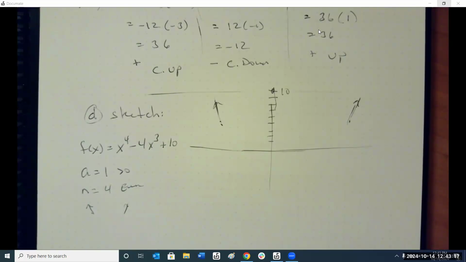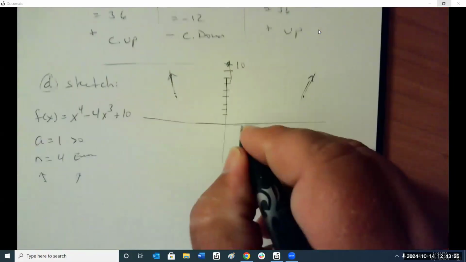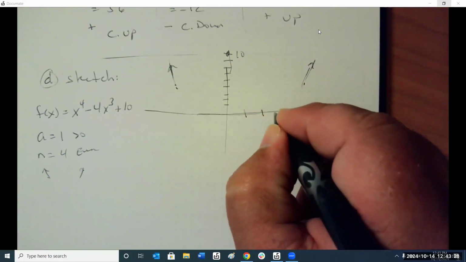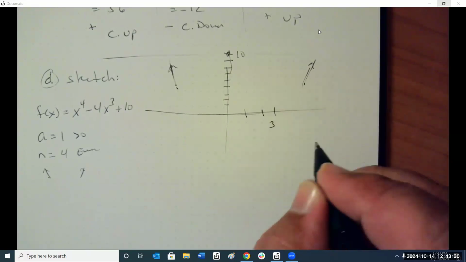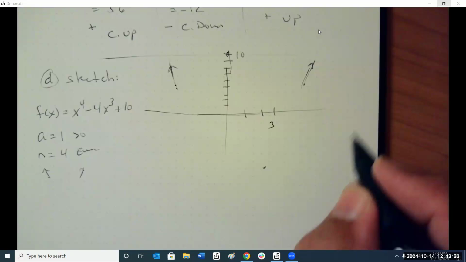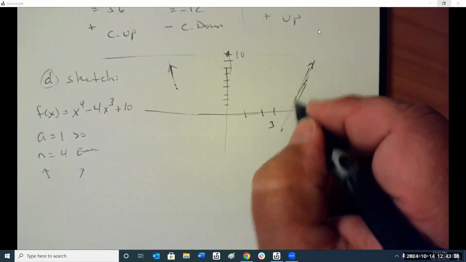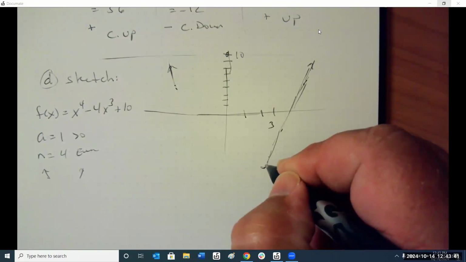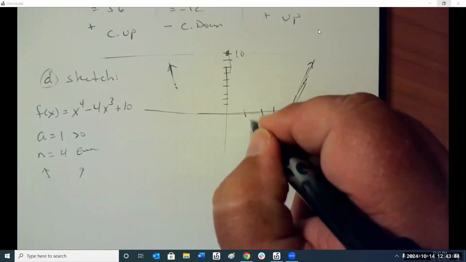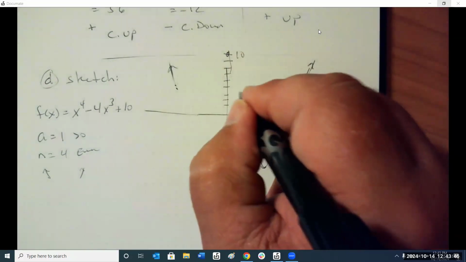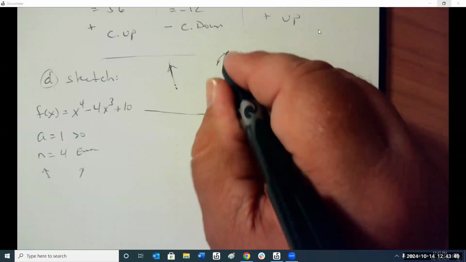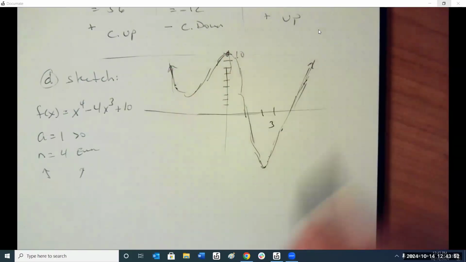Okay, now where do we have our first derivative set equal to 0? At 3. So the only x-intercept we have is at 3. So it's got to cross the x-axis, but it also has to cross through there. Something like that.